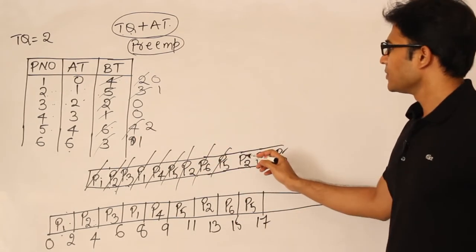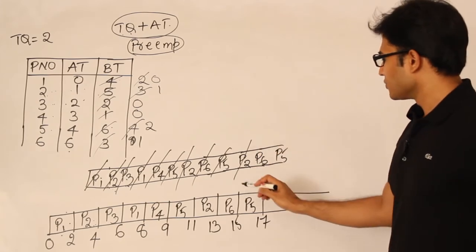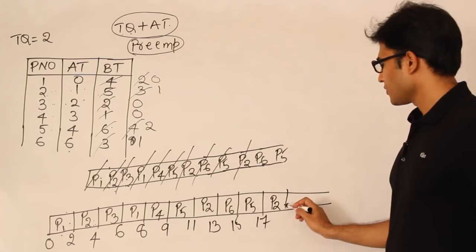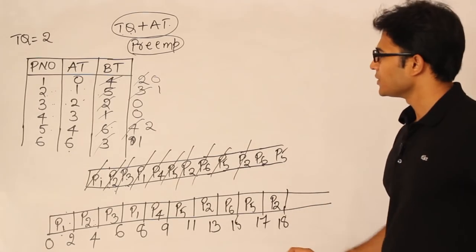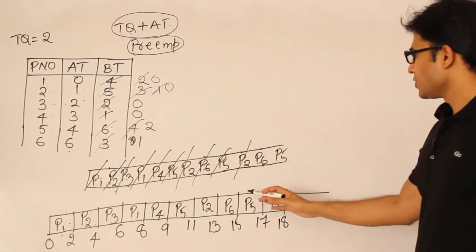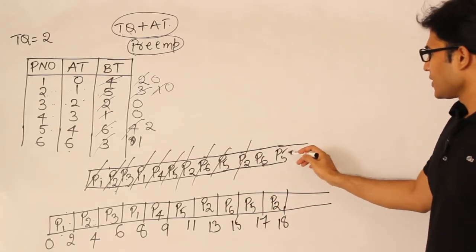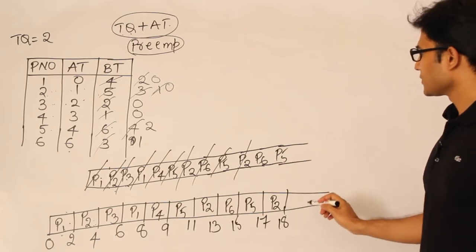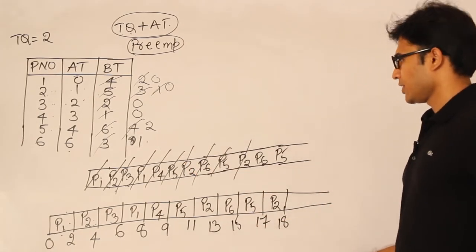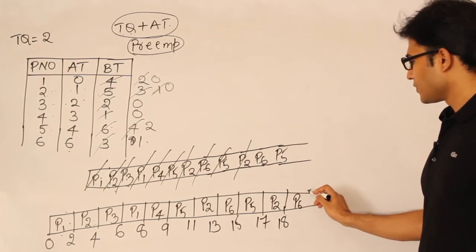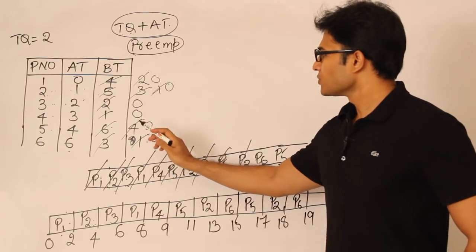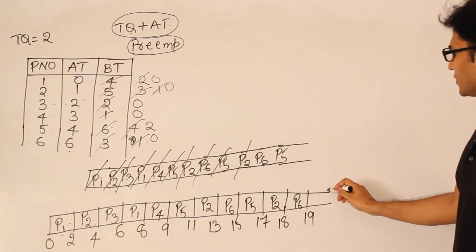And what is the next one? P2. So if I remove P2 and schedule it, check its requirement. P2 wants only 1 unit of time. Therefore, I am going to run it for only 1 unit, which is 18, and it becomes 0, which means it gets completed. Therefore, you need not put P2 back, right? And what about the next one? P6, right? How much time does P6 require? Again, P6 requires only 1 unit of time. So I am going to run it only for 1 unit, which means by 19 it is going to complete, and therefore the remaining time is going to be 0. It is going to be finished by 19.